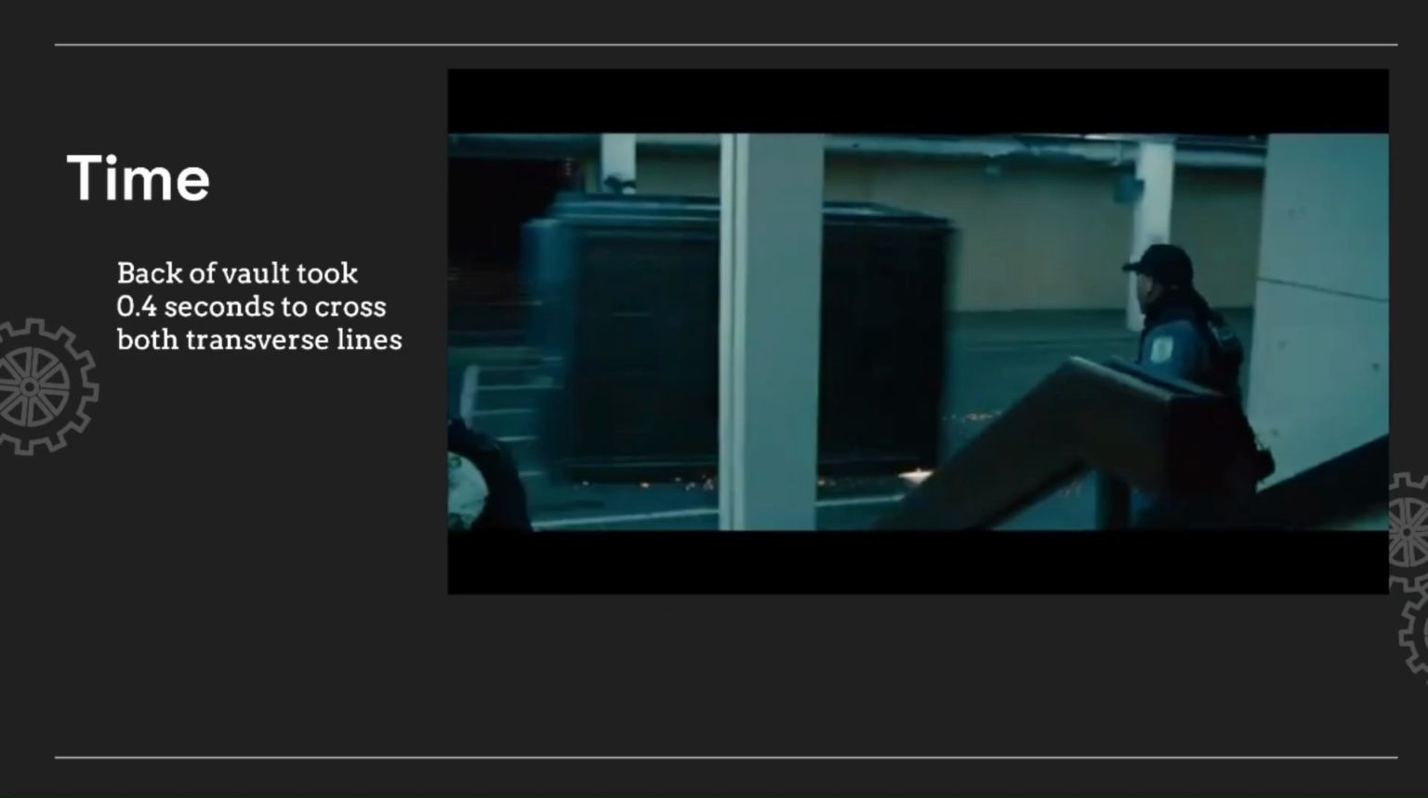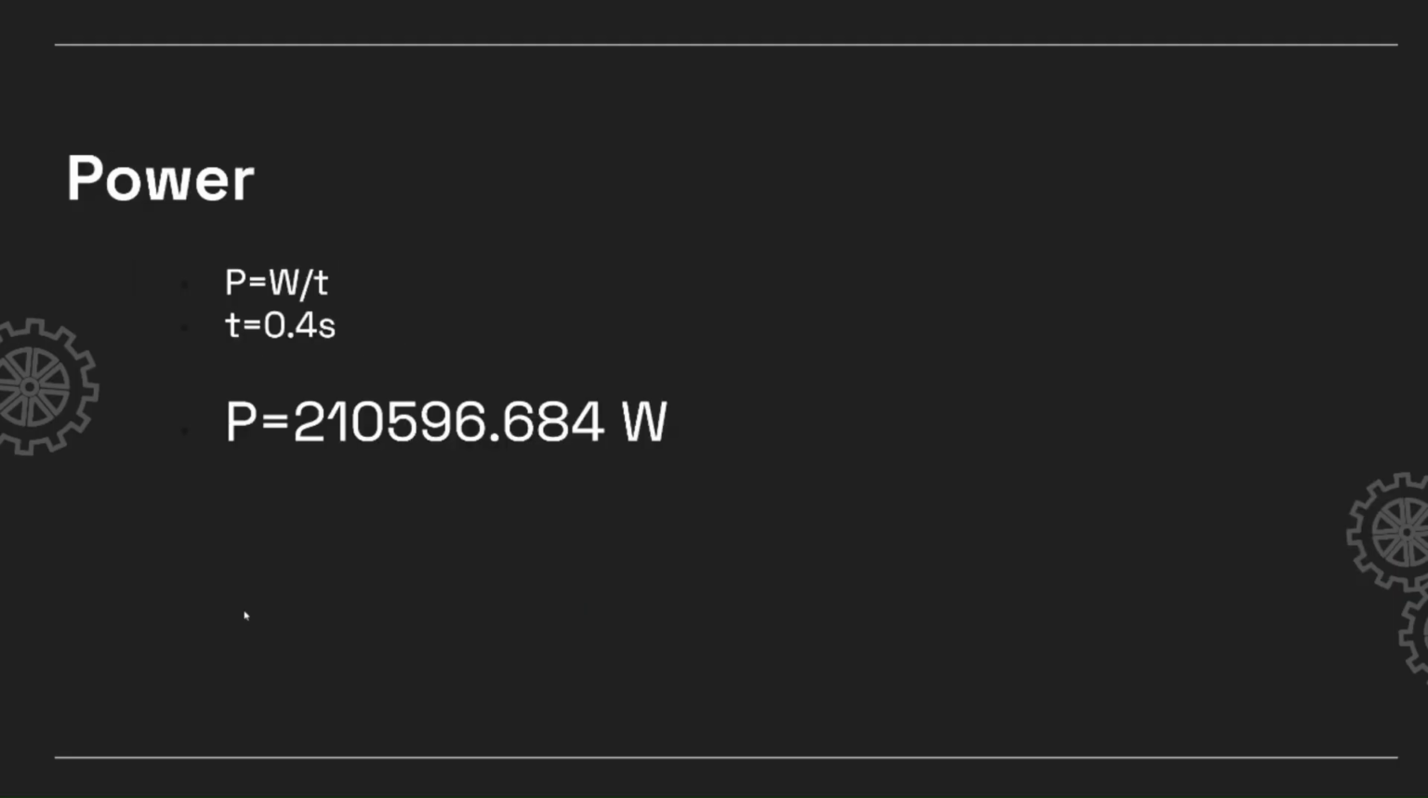If we look back at the scene, we'll see that the bank vault took 0.4 seconds to cross both transverse lines, and with that we can calculate the power, since we know that work over time is equal to power. And so we'll plug in our previously calculated work divided by 0.4 seconds, and we get a power of around 210,596.684 watts.